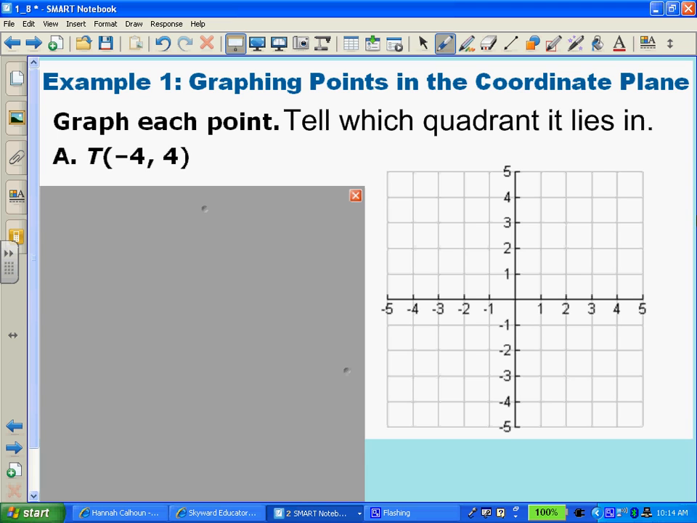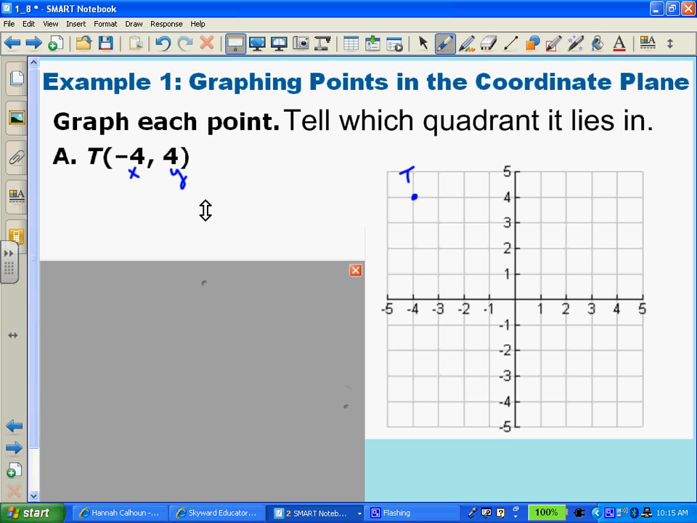So the first thing we'll be doing is looking at an ordered pair, graphing it, and then telling which quadrant it lies in. So our first example here, we have point T, and its coordinates are (-4, 4). Remember, the first coordinate is the x, second coordinate is the y. So I have -4 on the x-axis, so I'm going to go there, and then +4 on the y-axis. I want to go to the point where -4 and +4 meet. So this would be point T on my graph.